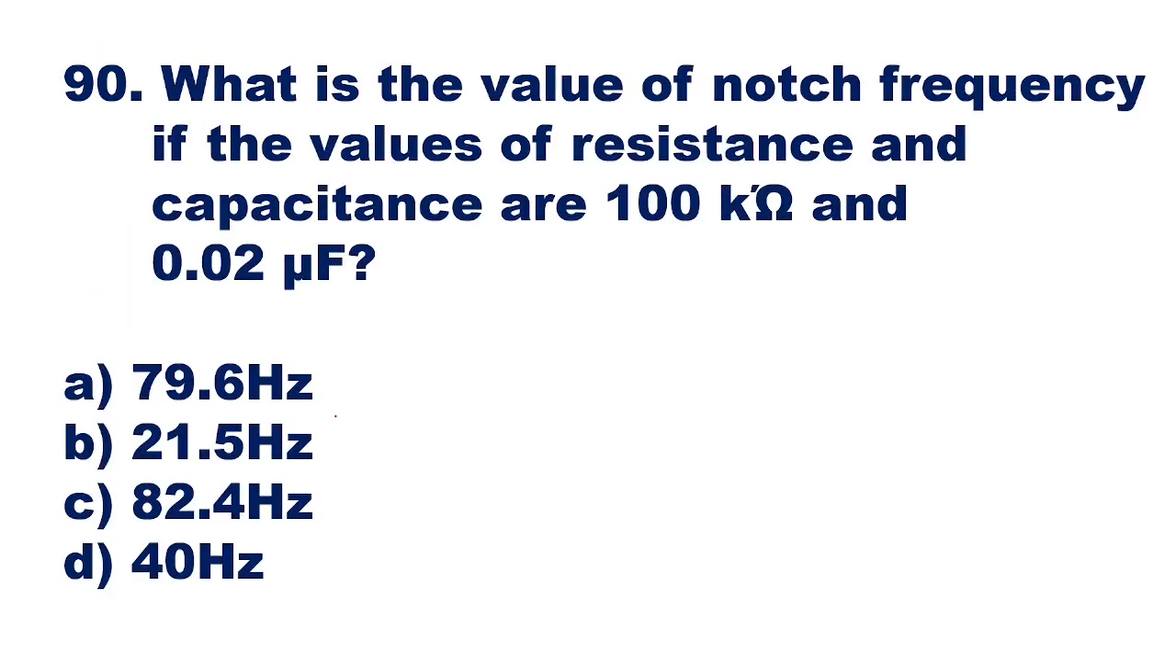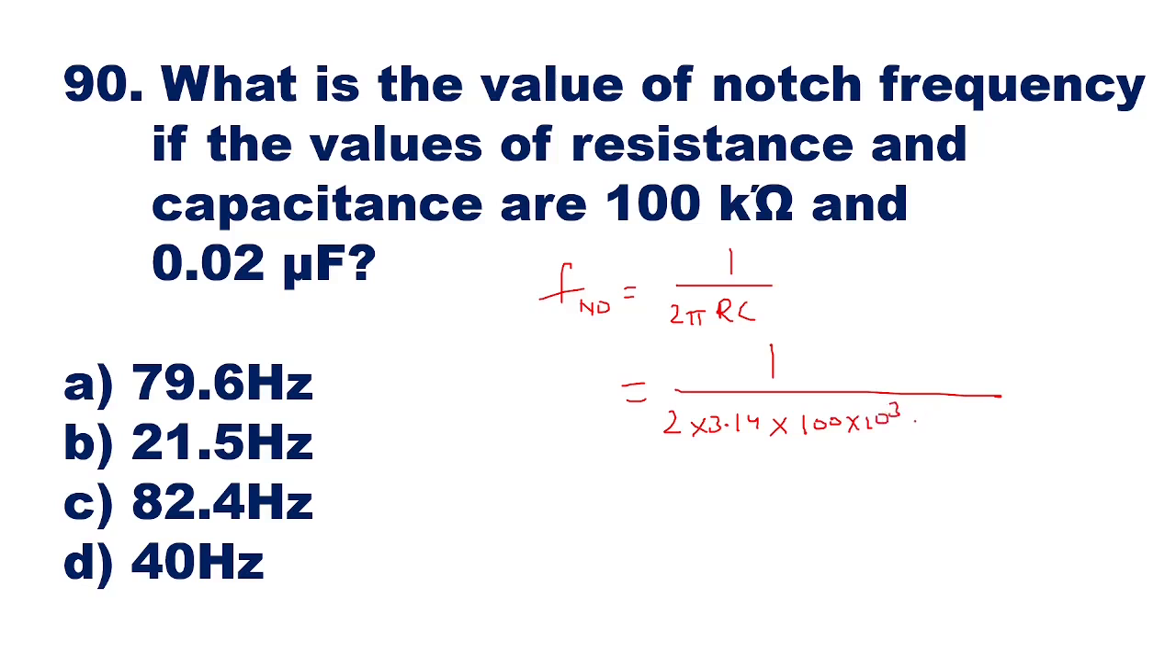What is the value of the notch frequency if the values of resistance and capacitance are 100 kilo ohms and 0.02 microfarad? Now here the expression for notch frequency is the same as the expression for cutoff frequency, that is 1 upon 2 pi RC. If you substitute the values, it is 1 upon 2 into 3.14 into R, which is 100 kilo ohms, so 100 into 10 to the power of 3, and C is 0.02 microfarad, so 0.02 into 10 to the power of minus 6.